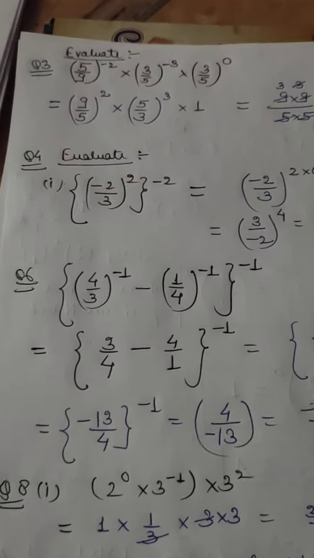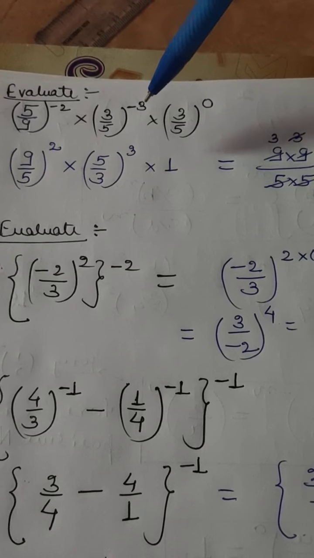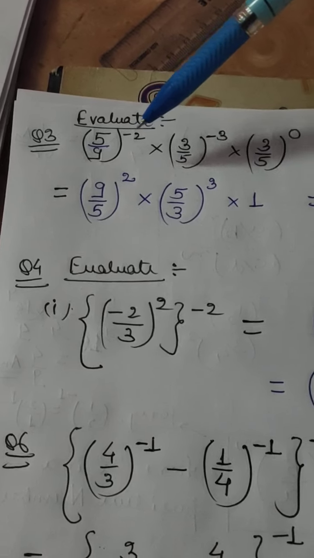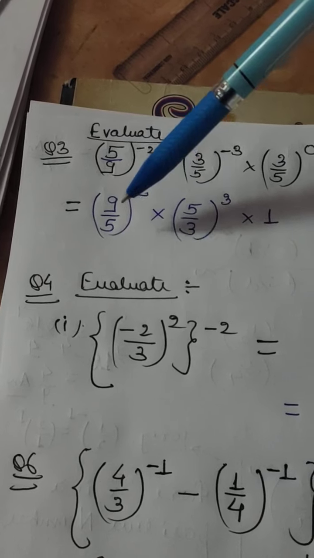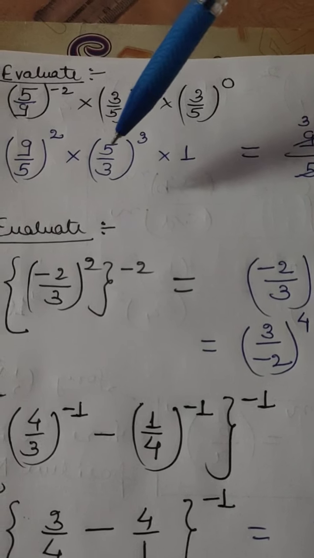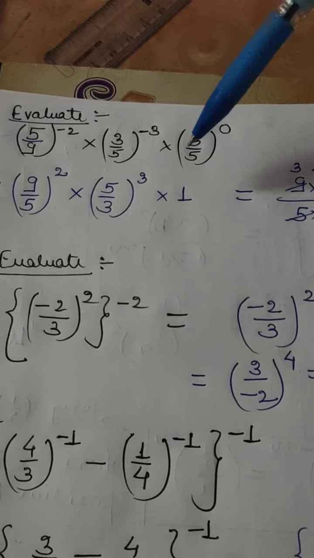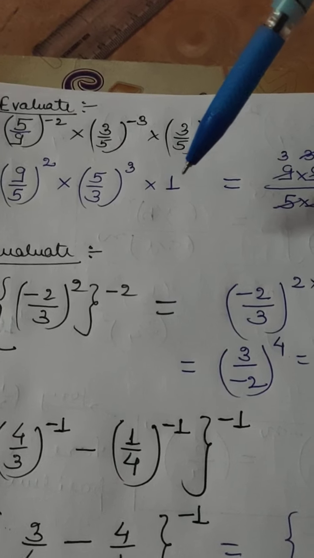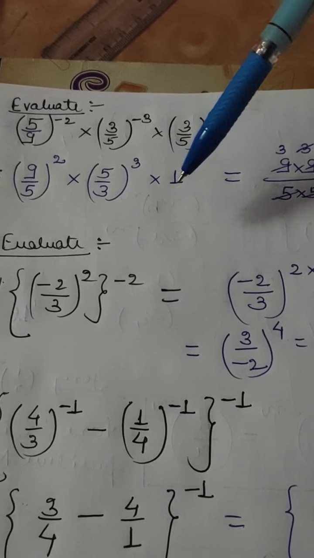Next, question number 3. Question number 3 is (5 by 9) to the power minus 2, (3 by 5) to the power minus 3, and (3 by 5) to the power 0. In order to make this negative power positive, we have to take the reciprocal of the inside rational number. That will become (9 by 5) to the power 2. After that, we have taken the reciprocal of this also, so we get (5 by 3) to the power 3. And what will this become? It is (3 by 5) to the power 0. Any rational number raised to the power 0 will give 1 as the value. So this will give 1.